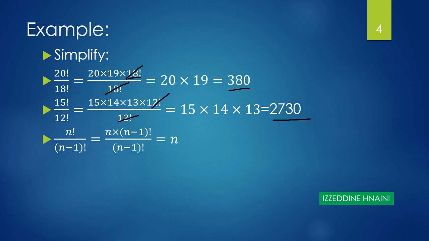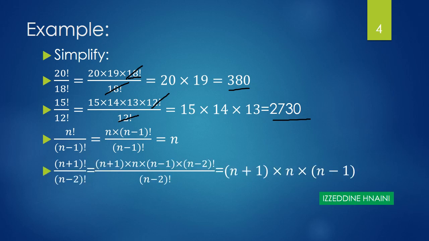n factorial over (n minus 1) factorial. n factorial equals n times (n minus 1) factorial over (n minus 1) factorial, which equals n. (n plus 1) factorial over (n minus 2) factorial equals (n plus 1) times n times (n minus 1) times (n minus 2) factorial, cancelled by (n minus 2) factorial, so we get (n plus 1) times n times (n minus 1).